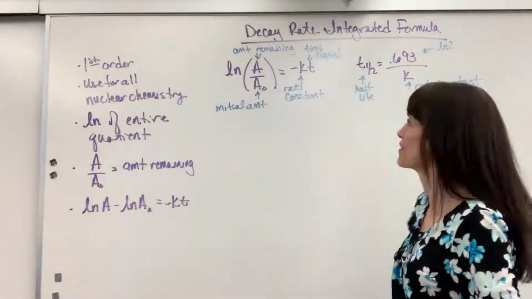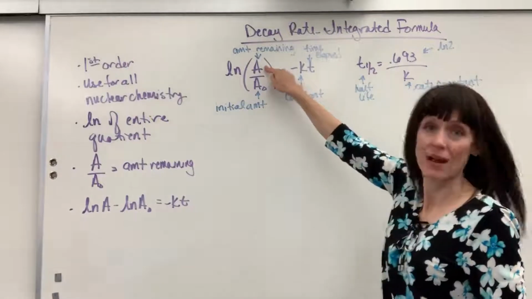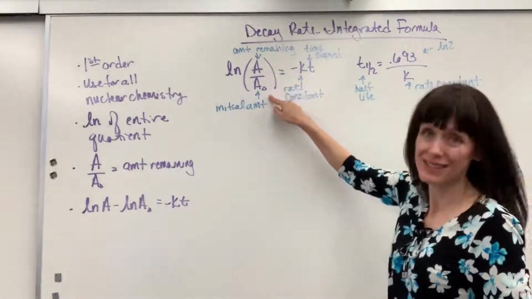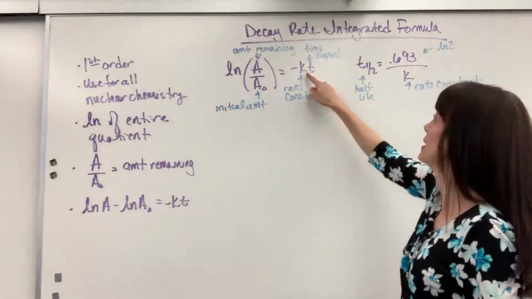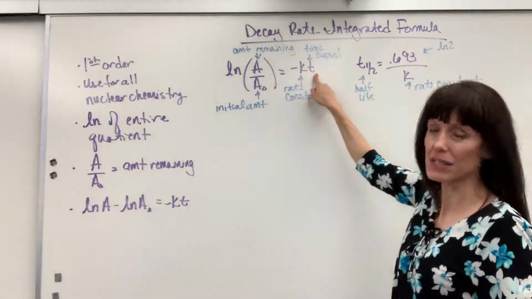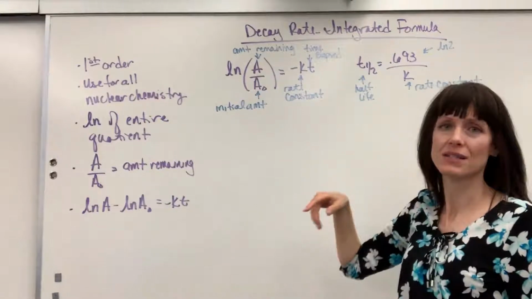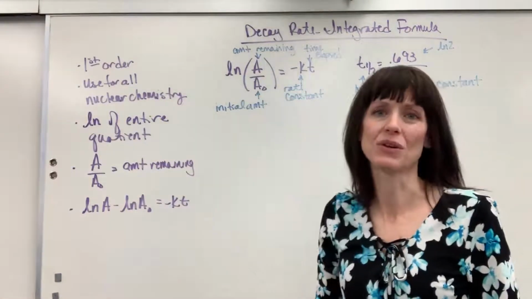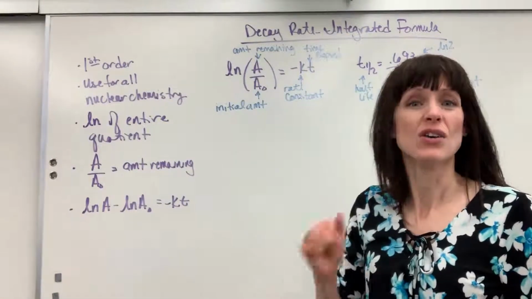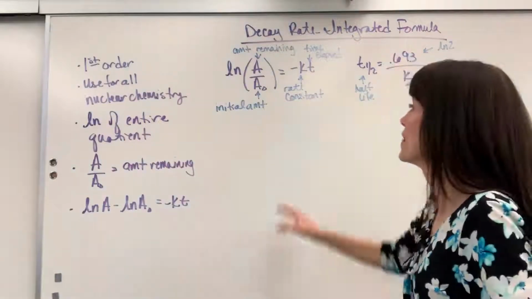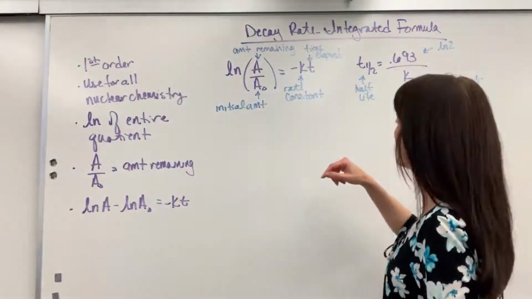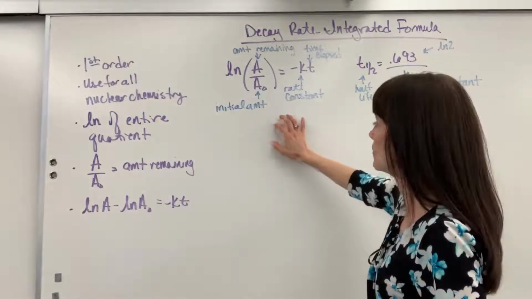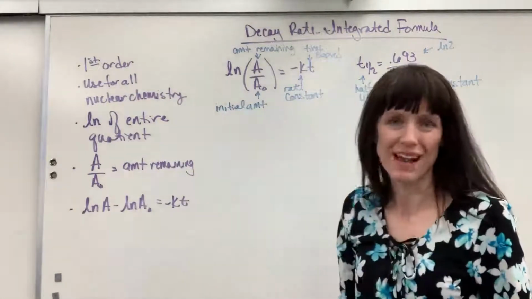Now labeling everything, A is your amount remaining, A naught is your initial amount, K is going to be your rate constant, and time elapsed, that's going to be your T. If you have questions on rate constant, go to the rate playlist and you can watch the videos on the rate constant, first order and second order reactions. This is actually going to be our integrated rate law for first order reactions.